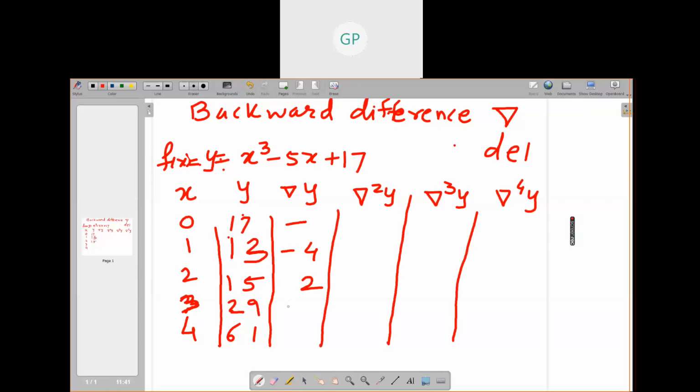Gradually my handwriting will improve on this, girls. This is the first time I'm using a slate. Yeah. 29 minus 15 is 14. And 61 minus 29 is 32. Next, these will be two blanks, right?